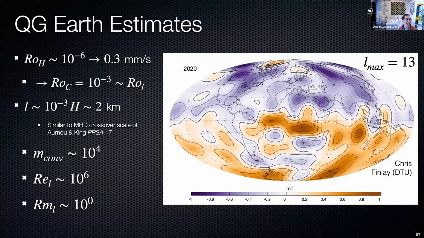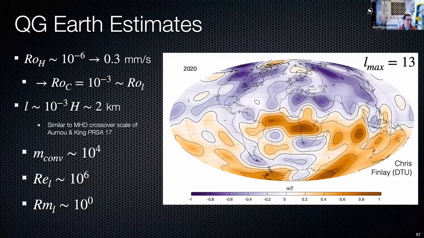And so then ROC would be about 10 to the minus 3. So we predict that the local scale Rossby number in Earth's core is very small. It's order 10 to the minus 3. That's already interesting. In addition, we can then say L is about ROCH. So L is about 10 to the minus 3 times the system scale, which gives us a column diameter of order 2 kilometers. And again, I don't have any prefactors here. It could vary by an order of magnitude either way. But no matter what, that's still incredibly small.